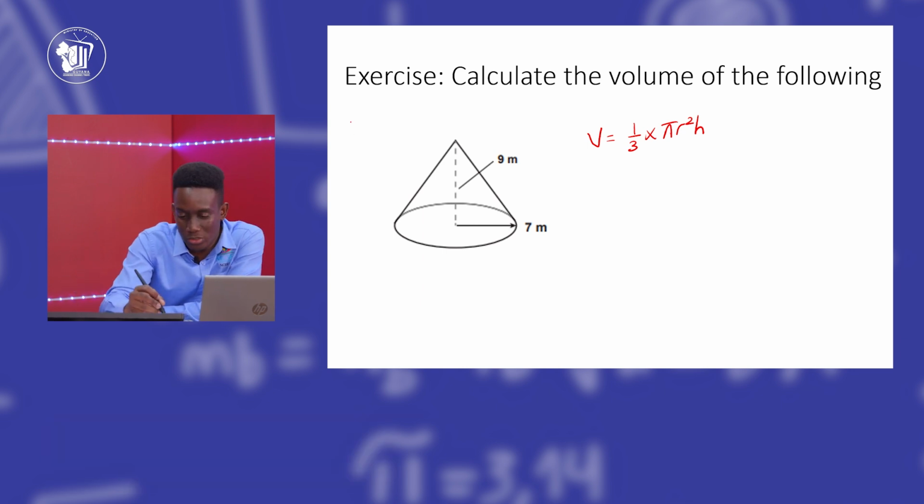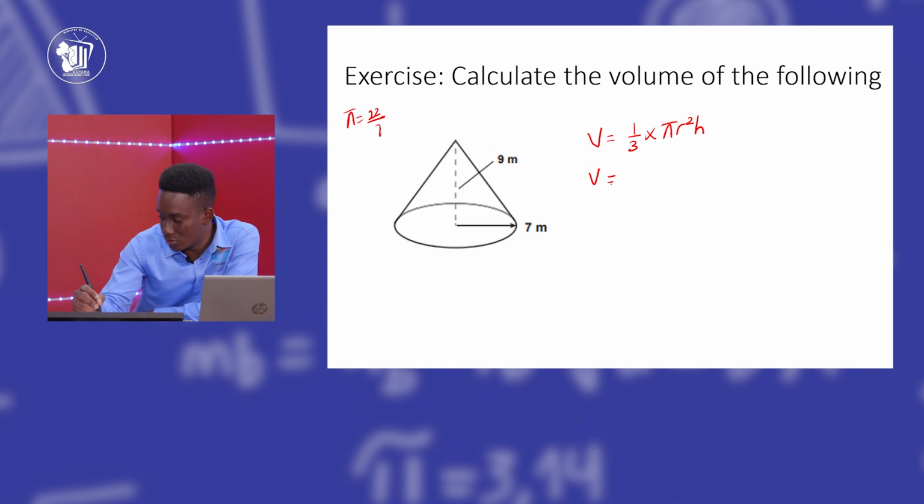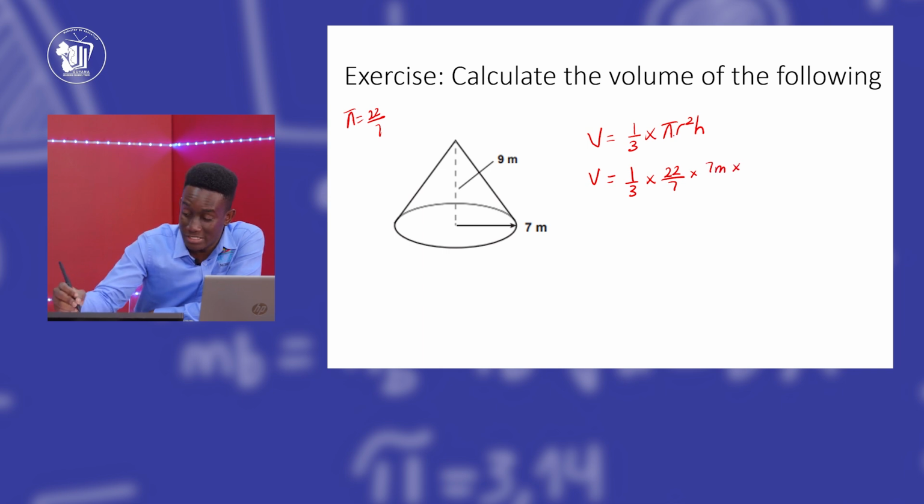So in this case, I want us to use pi as 22/7. So to find the volume of this shape, it would be volume is equal to 1/3 multiplied by pi, which is 22/7, multiplied by the radius, which is 7 meters, multiplied by, since it's 7 meters squared, 7 meters times 7 meters, multiplied by the height, which is 9 meters.